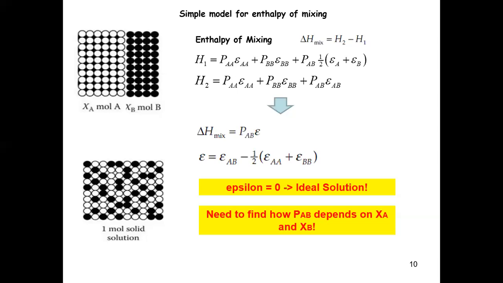Professor? Yes. Quick question here. The epsilon AB, epsilon A, these are all for a single bond, right? For a single AB bond, the energy. Yes, this is per bond. Yes, for single bond energy. Okay.